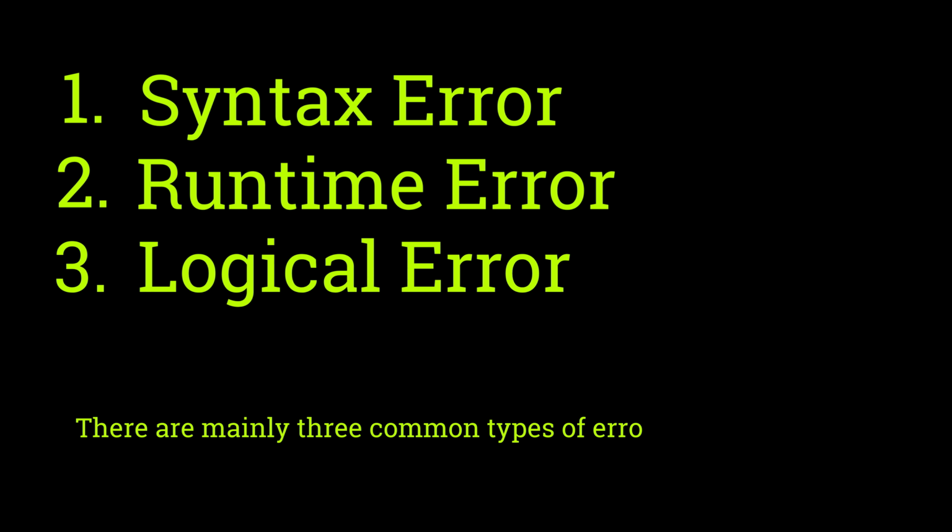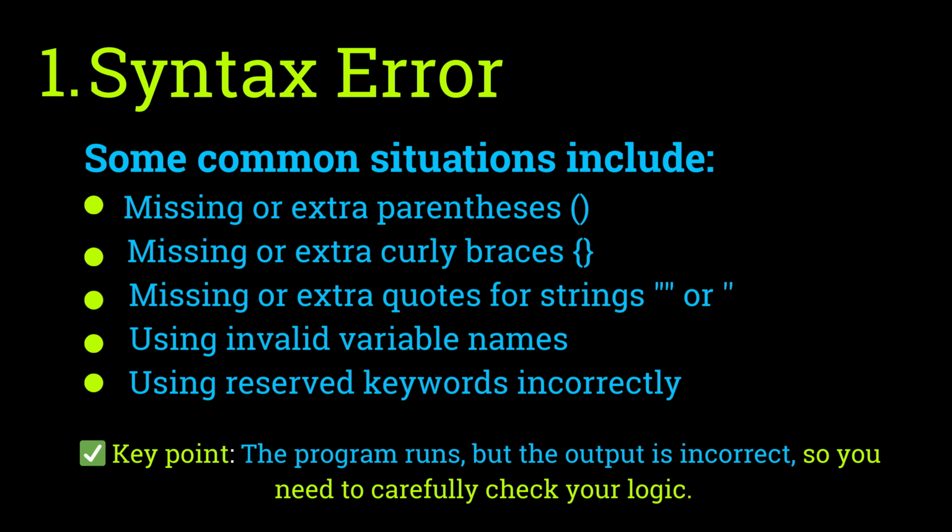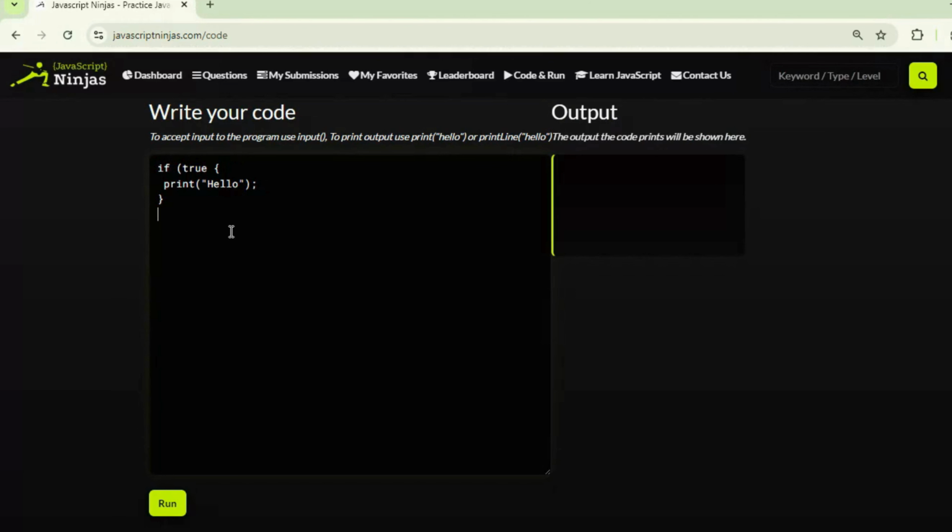There are mainly three common types of errors you'll encounter in JavaScript. Syntax error: this happens when you write code incorrectly. For example, here I forgot to write the closing parenthesis. Since the syntax is wrong, the code will immediately stop and show a syntax error before running anything else.